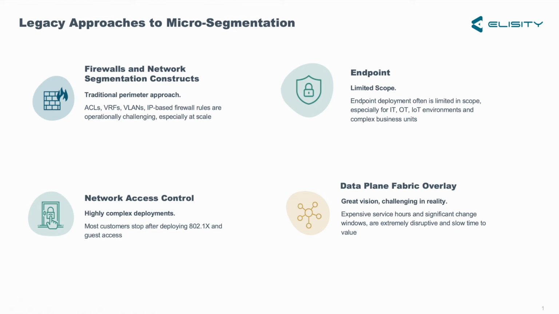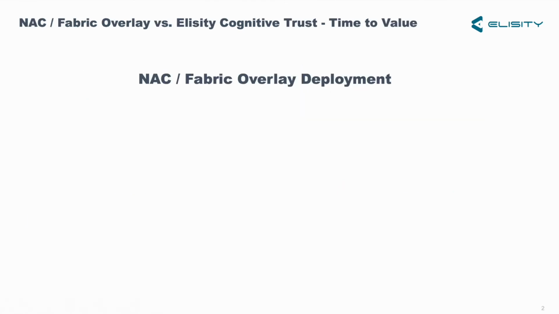Let me dig a little deeper into this one because I think it's pretty interesting. Here's a real world example of what it's like to deploy and manage a NAC or fabric-based overlay compared to what it's like to deploy and manage Elisity Cognitive Trust. Pay attention to how long, in reality, not what you're told by marketing, it takes to accomplish each milestone in the deployment as I build out this slide.